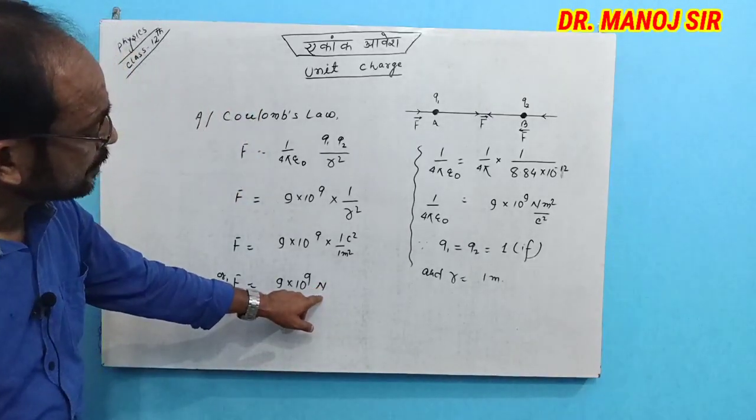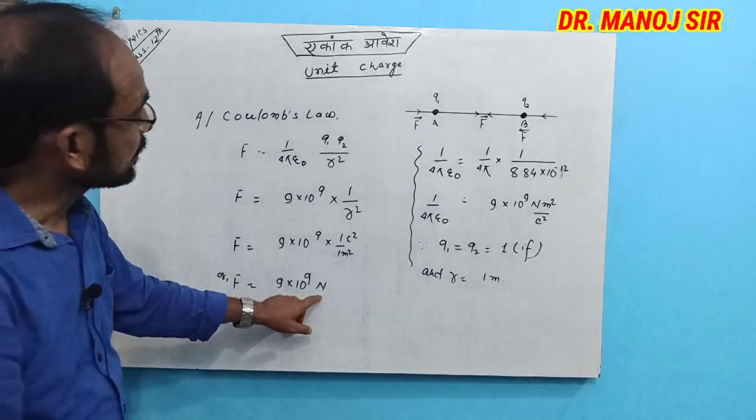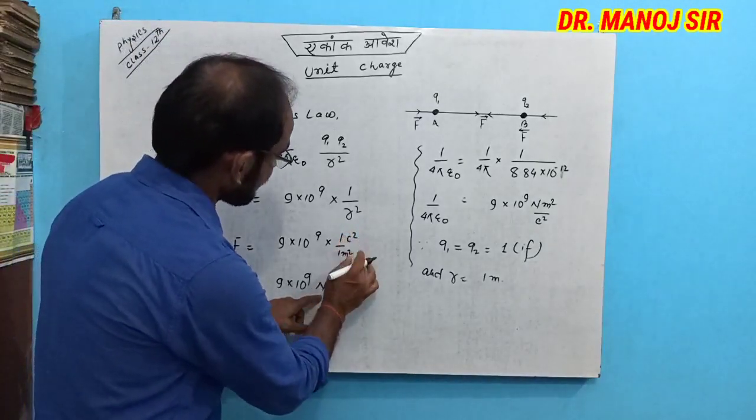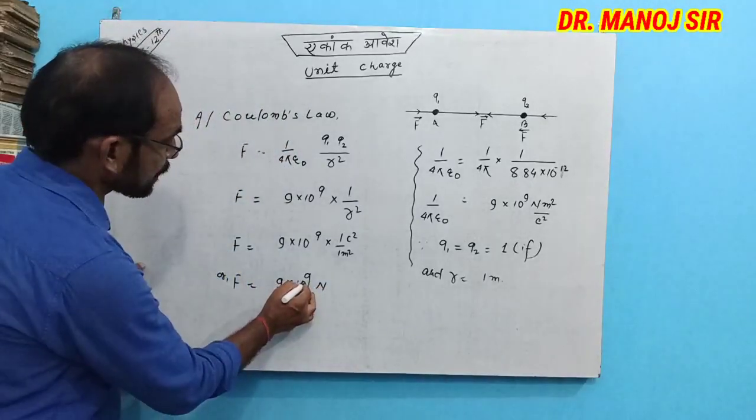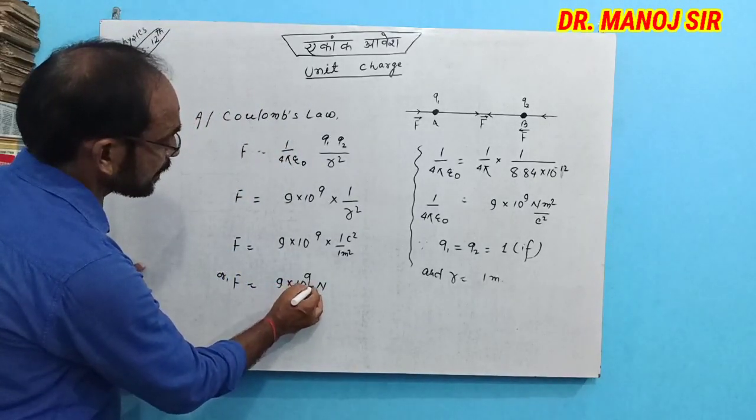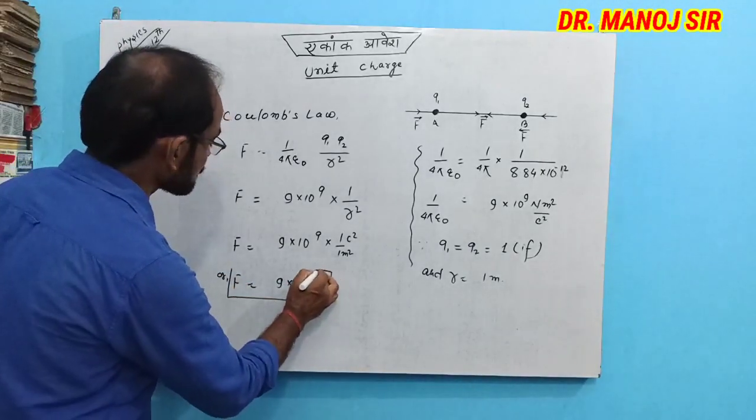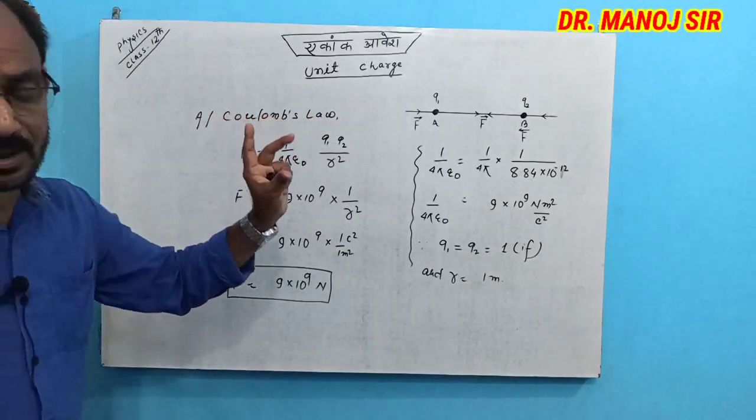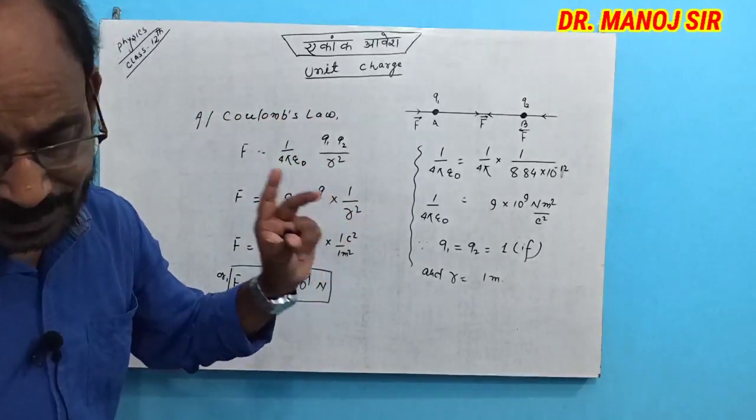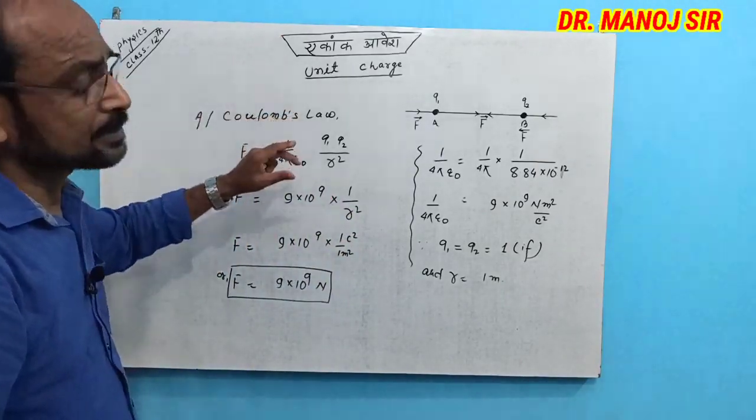Here we have to declare that 9 into 10 to the power 9 Newton is the force acting between the two charges which are separated by 1 meter, that is the unit charge.